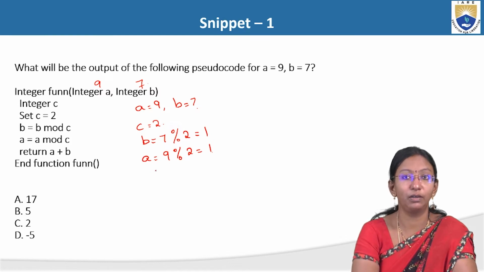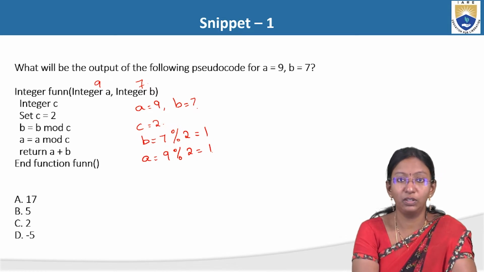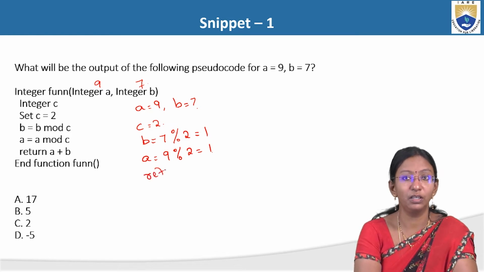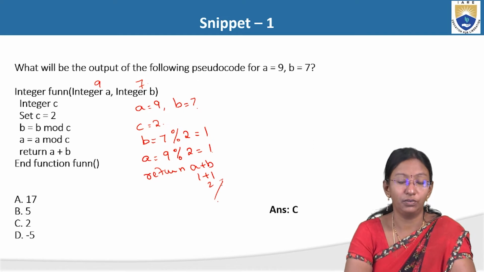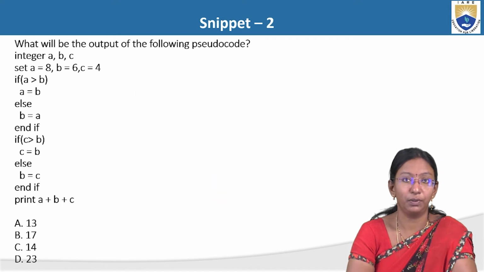There are no loops here, not even decision making statements. After these two simple operations, they are asking us to return the value of A plus B. So what is the value of A plus B, guys? 1 plus 1, which is 2. So 2 is the result of this question. Simple one, the first one.